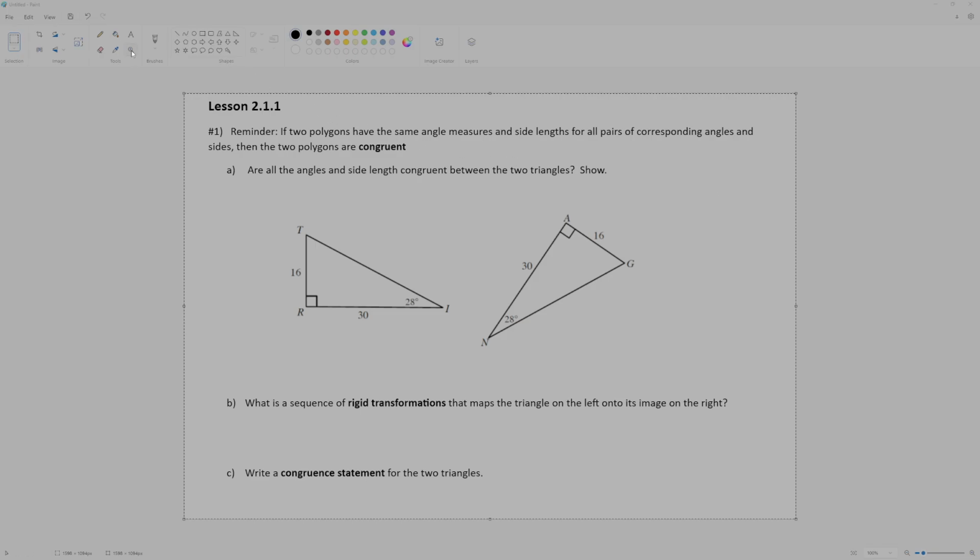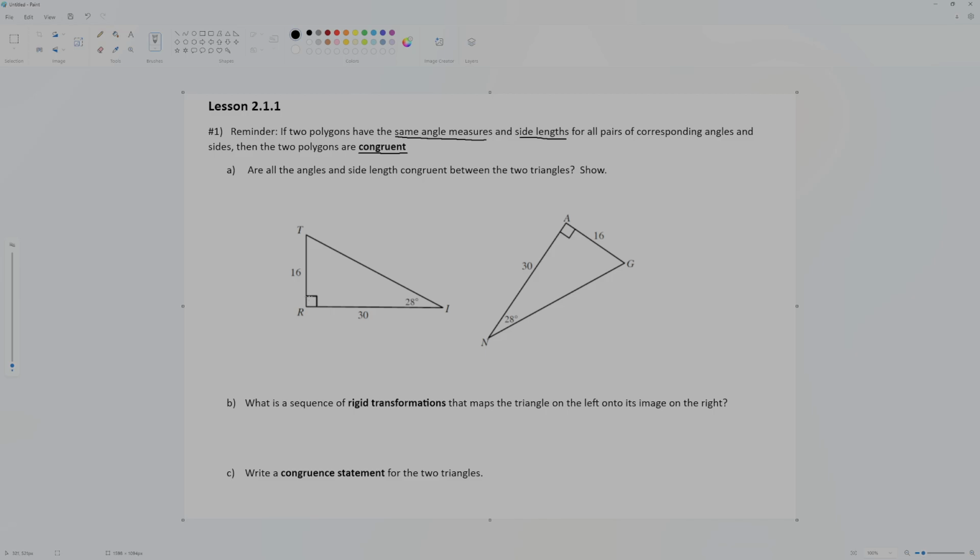Alright everyone, so let's go through this notes packet and see how we do. So first off, congruent. Two polygons have the same angle measures and same side lengths. We would call that congruent. So are all of these angles and sides congruent?